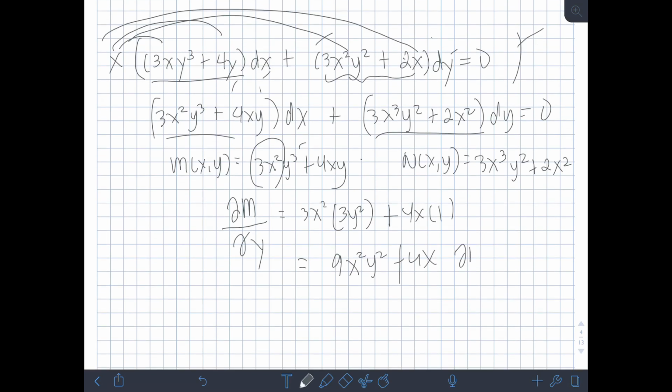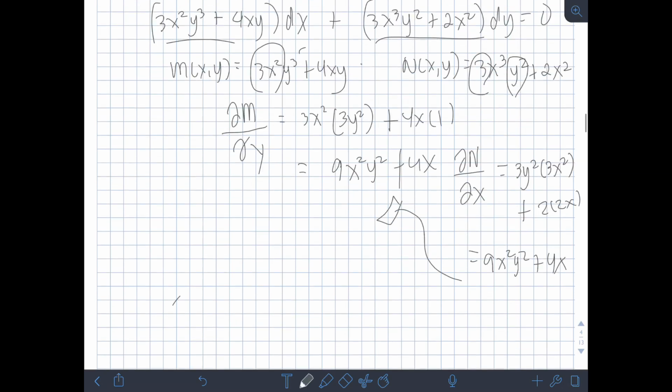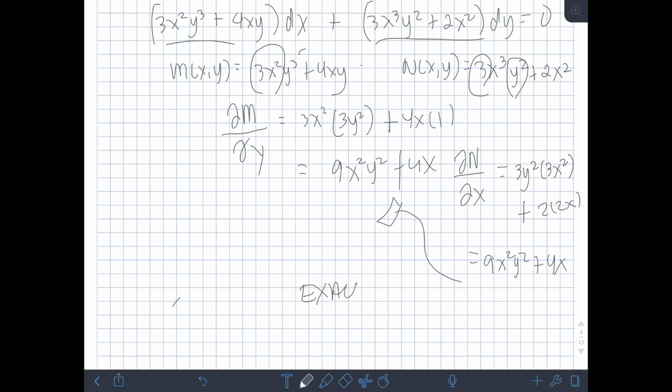Ito naman, partial derivative of N with respect to x. So, we have itong 3y squared constant. So, gilid ko lang, differentiate natin itong x cube. We have 3x squared. And then plus, derivative nitong 2x squared is 2 times 2x. So, simplify, we have 9x squared y squared plus 4x. Okay, di ba? Nagpareho na yung partial derivative of M with respect to y sa partial derivative of N with respect to x. So, therefore, naging exact nga yung DE natin.